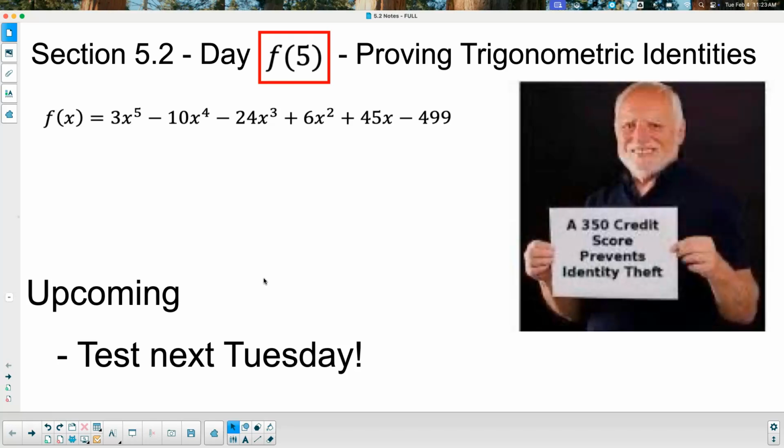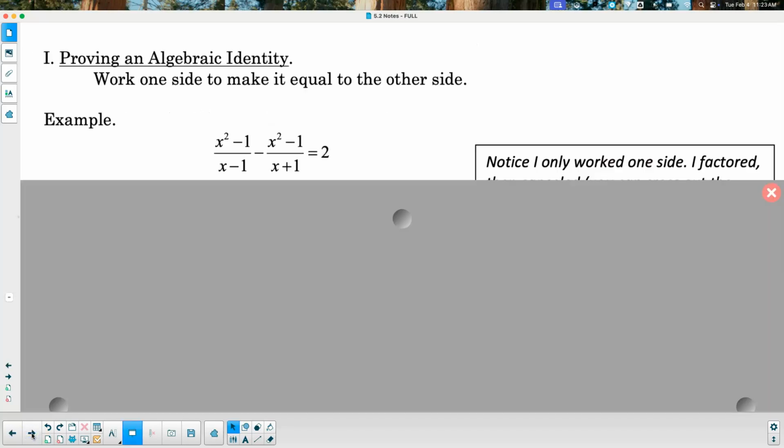I say that because next week, Tuesday, one week from today, you will be taking the test on sections 5.1 and 5.2. So it will be solving, it will be simplifying, and it will be proving. Okay? All right? So here we go at it.